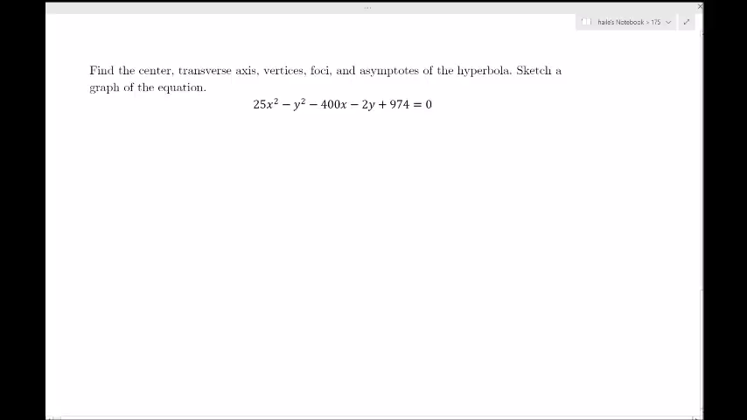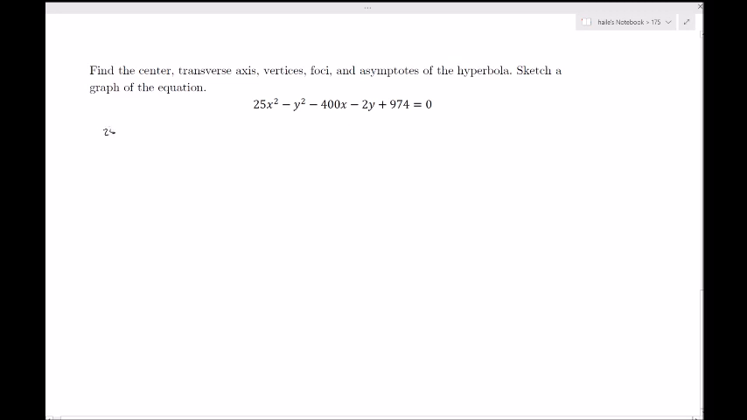For this example, we want to find the center, transverse axis, vertices, foci, and asymptotes of the following hyperbola, and then we want to sketch a graph. So the first thing we need to do is get this equation into standard form. I would group together the x terms and the y terms and move the constant to the right side.